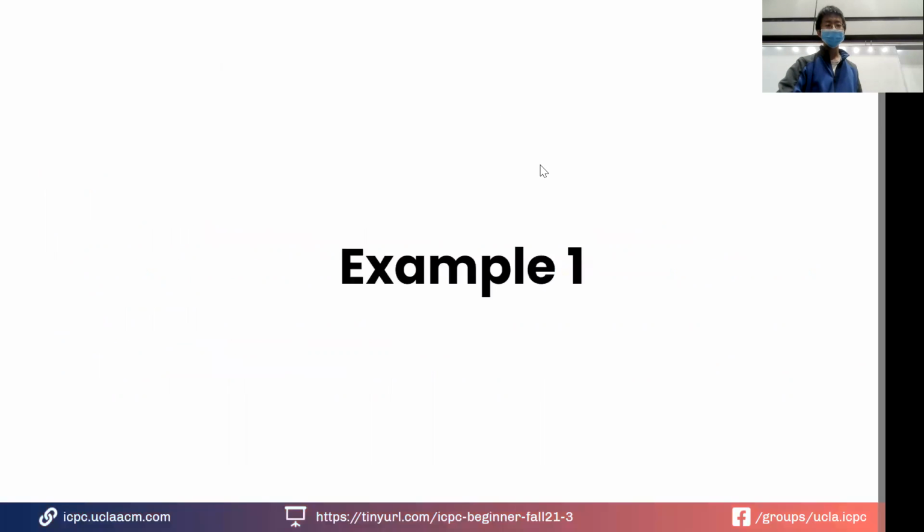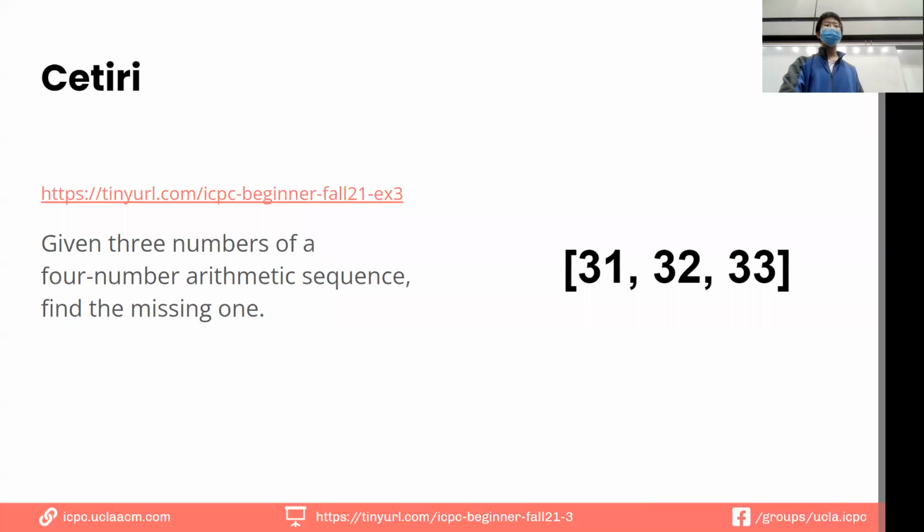Okay, now enough of the conceptual stuff. Let's take a look at an example. This question is called Cetiri. I'll give you guys like 5 minutes to read the question and then try to come up with a solution. The idea of the problem is very simple, so you should be able to understand it quickly.